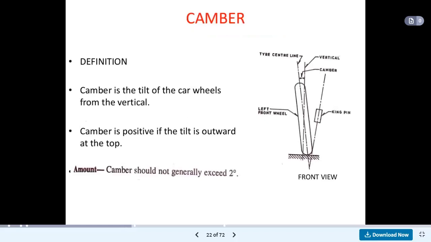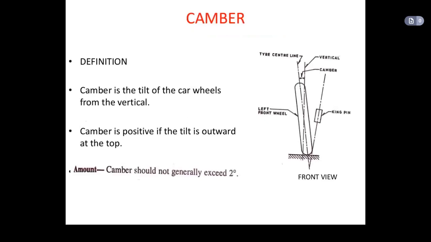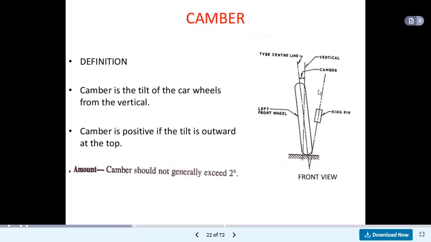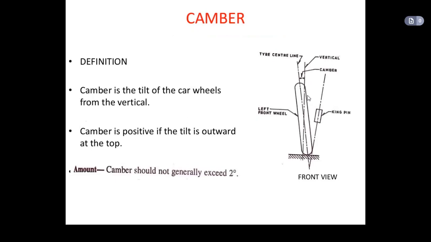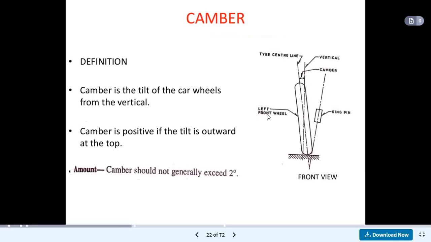Camber is the tilt of the car wheels from the vertical. If we take the vertical line, how much the wheel tilts from the vertical is called camber. Camber is positive if the tilt is outward at the top. The amount of camber should not generally exceed 2 degrees. So this is the camber, this is the kingpin. This is the vertical direction, and the left front wheel is shown in this diagram. If the wheel tilts in the outward direction, that is called positive camber.